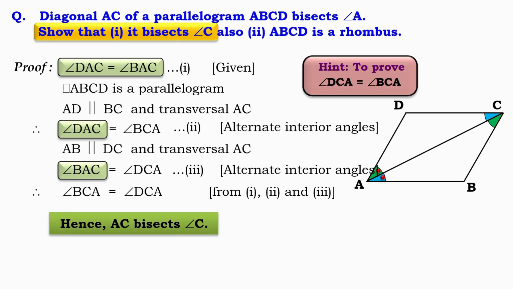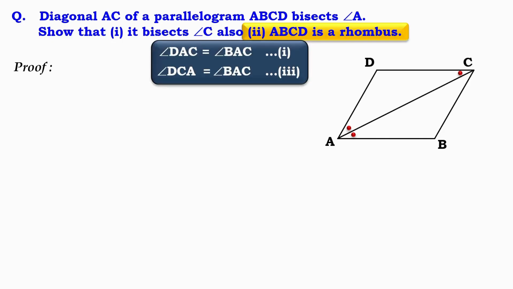They are just equal. So that means angle C is bisected by whom? That line AC, right? And AC, we know, is the diagonal. So what we have just proved is that AC bisects angle C. So we have just proved part 1. Okay, now let's take a look at part 2.